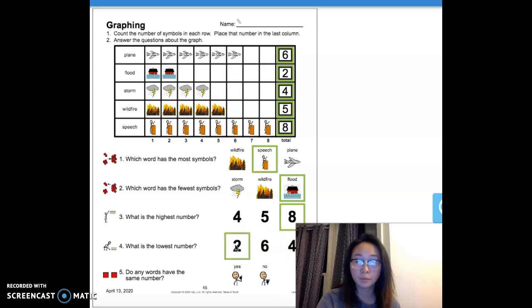And then number 5, do any words have the same number? So do any of these words have the same number? We have 6, 2, 4, 5, and 8. Are any of those the same? No, none of them are the same.